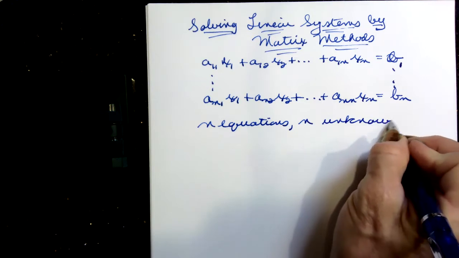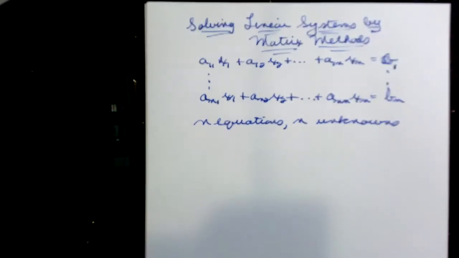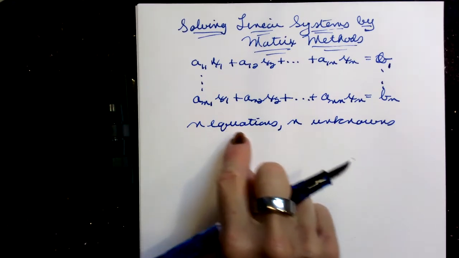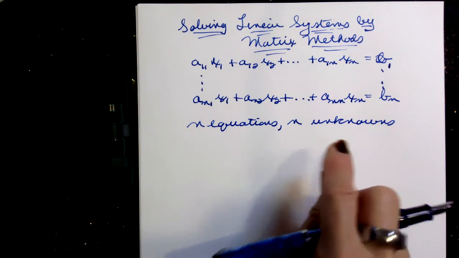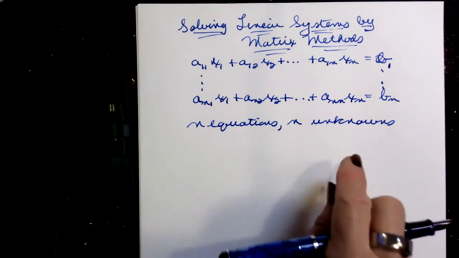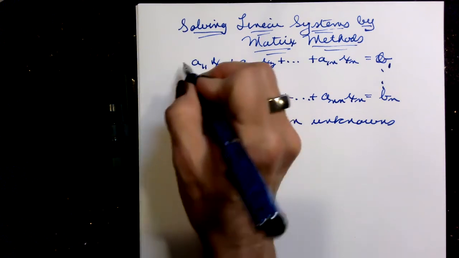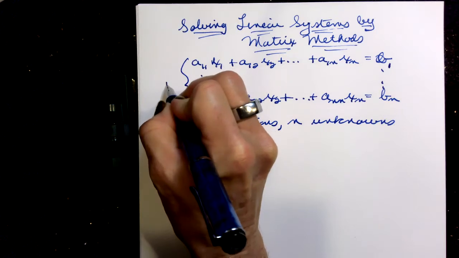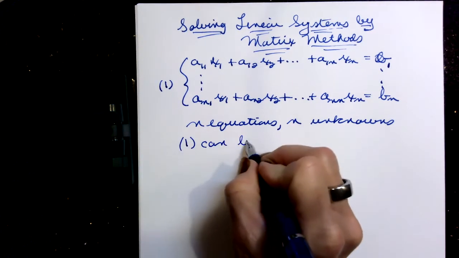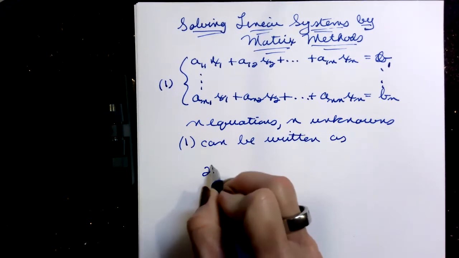Now, Gaussian elimination has lots of advantages, but one advantage in particular is that it can handle different numbers of equations versus unknowns. The method I'm going to show you here is strictly for the case where you have the same number of equations as unknowns. Okay, so I can write this system. Let me call this 1. 1 can be written as, let's call this one 2.